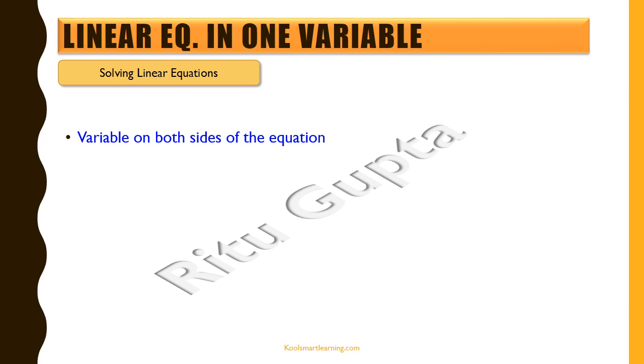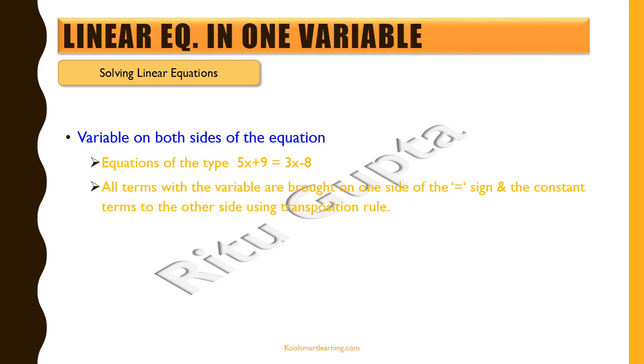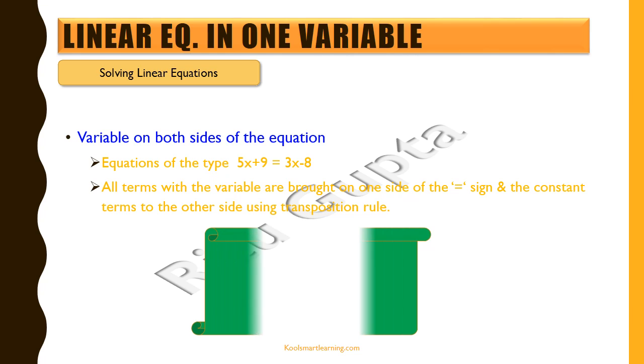So let's now try to solve the equation where the variable is present on both sides of the equation. Let's take an example where the equation is 5x plus 9 is equal to 3x minus 8. Now all the terms with the variable are brought on one side of the equality sign, and the constant terms are taken to the other side using the transposition rule.